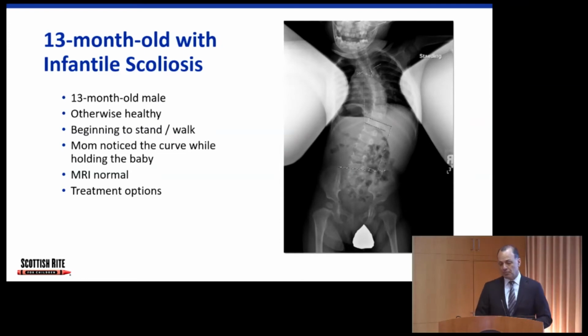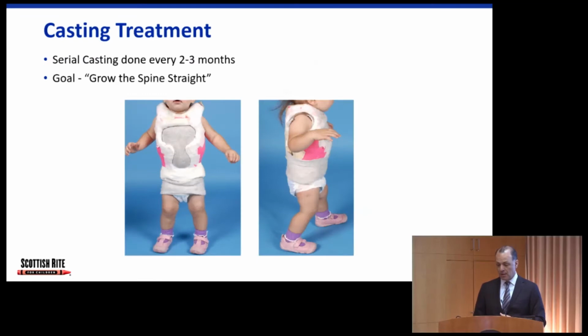So here's a 13-month-old. A 13-month-old presents with infantile idiopathic scoliosis. And you can see this boy has a pretty good-sized curve. And when they're young, though, and they have a lot of growth left, and the curve is relatively flexible, which most 13-month-old children are, then we put them in casts. And casting, this is called Metacasting.